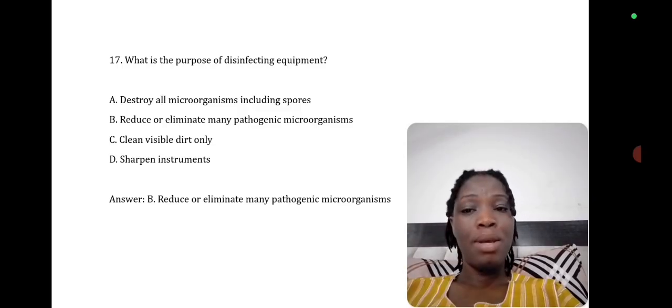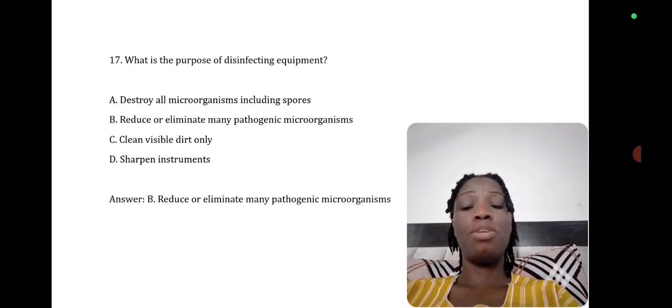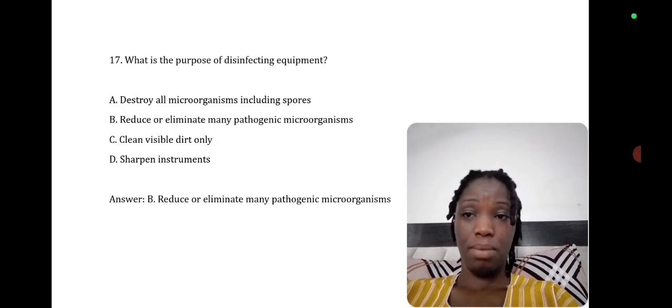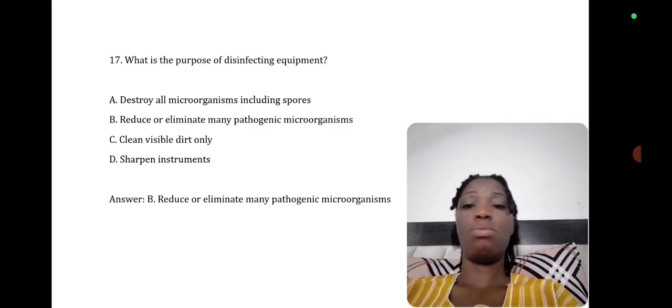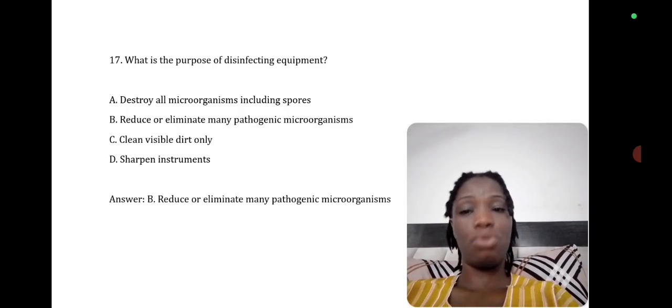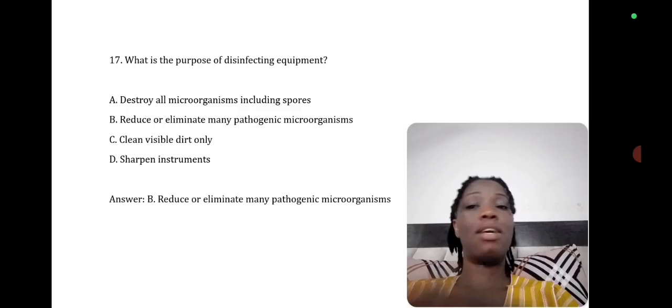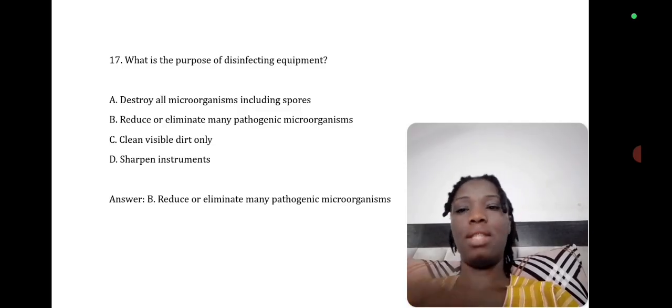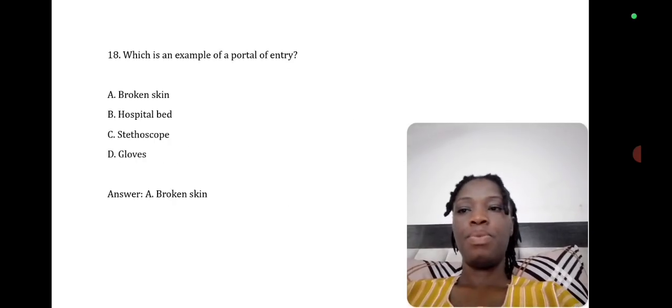Anything that can destroy microorganisms and also destroy the spore is autoclaving. Put that in the back of your mind. Autoclaving is the one that can kill the bacteria and destroy their spores. But disinfection, normal medical cleaning, boiling, and so on can kill them, but cannot destroy their spores.